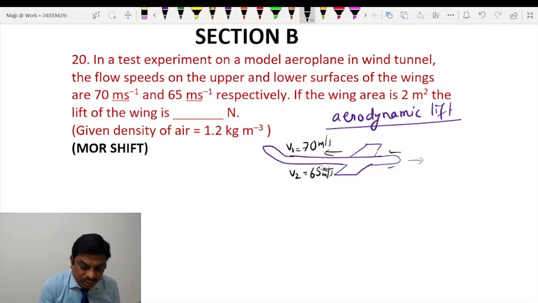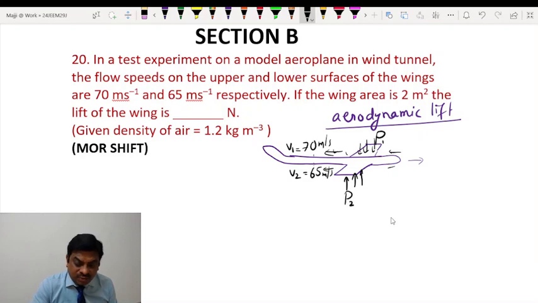Okay, students. So we'll apply Bernoulli's theorem for horizontal flow. Even though there is a minor level difference, we'll ignore this level difference. So here, let us say the pressure on these wings here is P1, whereas here the pressure is P2.